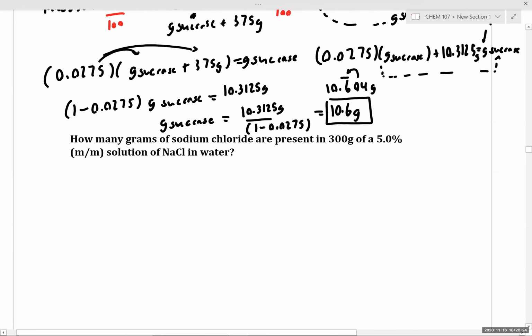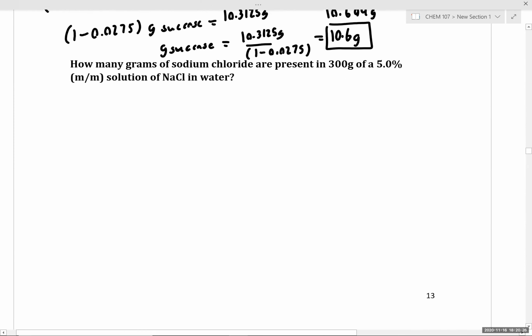Okay then, let's try to apply what we've learned. I'd like you to tell me how many grams of sodium chloride are present in 300 grams of a 5% mass over mass solution of sodium chloride in water. Just like the previous problem, you're going to write out your known quantities, and then solve for the unknown quantity. Let's work on this example for about 2 to 3 minutes, and then we'll discuss.